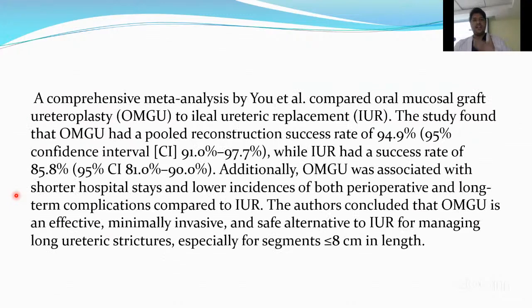A comprehensive meta-analysis compared buccal mucosal ureteroplasty and ileal ureter replacement. The study found that buccal ureteroplasty had a success rate of 95% and ileal ureter replacement a success rate of 85%. Additionally, buccal mucosal ureteroplasty was associated with a shorter hospital stay and a lower incidence of both peri-operative and long-term complications compared to ileal ureter replacement. The authors concluded that buccal mucosa is an effective, minimally invasive, and safe alternative to ileal ureter replacement for management of long strictures, especially for segments of less than 8 centimeters in length.